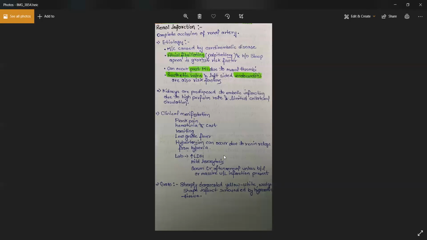On gross examination, the patient will have a sharply demarcated area of yellow-white infarct. That is a pale infarct. I told you in all of your body you will be having a pale infarct, except some areas where you have a red infarction. So a wedge-shaped, highly demarcated area of pale infarct will be seen on gross examination.